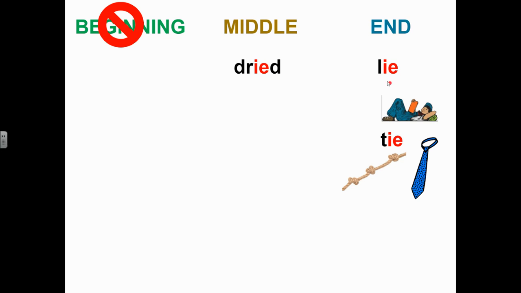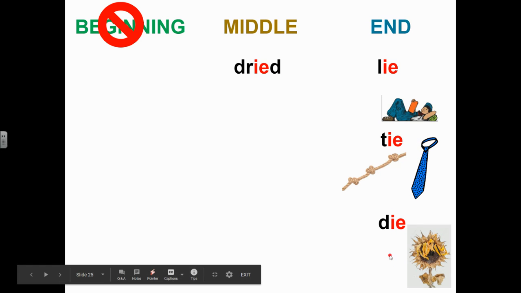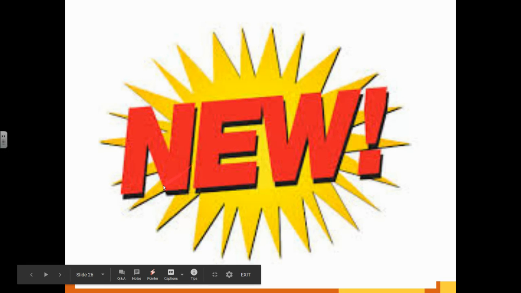We also have the I sound spelled IE at the end of a word, like lie down, and tie a knot or wear a tie. Maybe someone in your family wears a tie to work. We also have been studying our sunflowers, and we know the life cycle that the last phase is death. So die is another one that you'll see the IE, die. Oh, and there's some dried fruit for you.